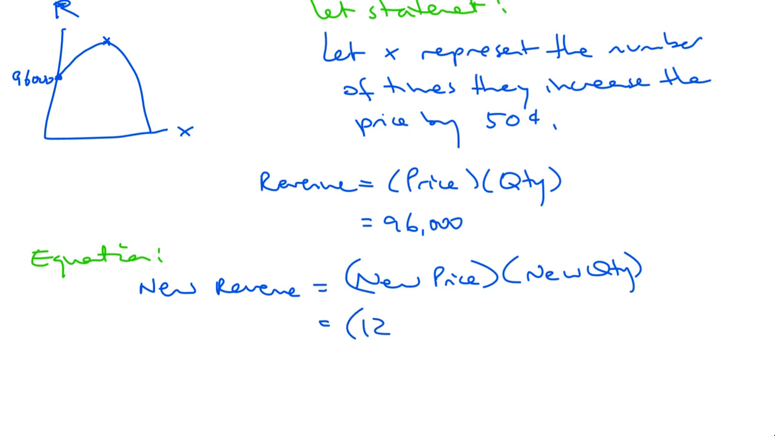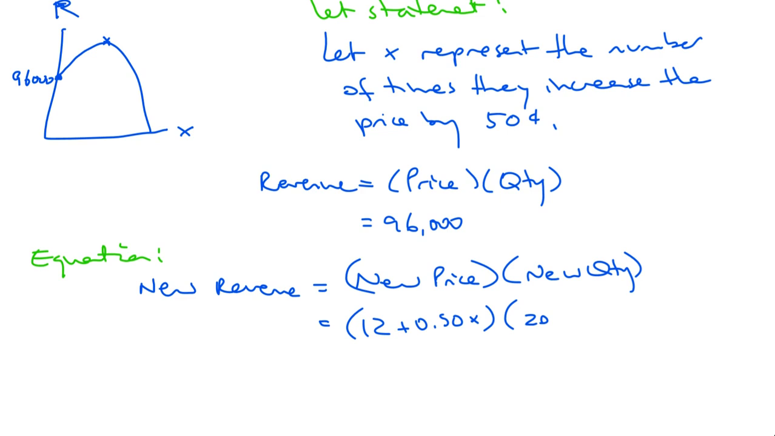So the new price is this. It used to be $12, but they're increasing it by 50 cents x times. If they increase it by 50 cents once, it's $12.50. If they increase it twice, it's $13. If they increase it 3 times, it's $13.50. So what we're doing is adding 50 cents x times.